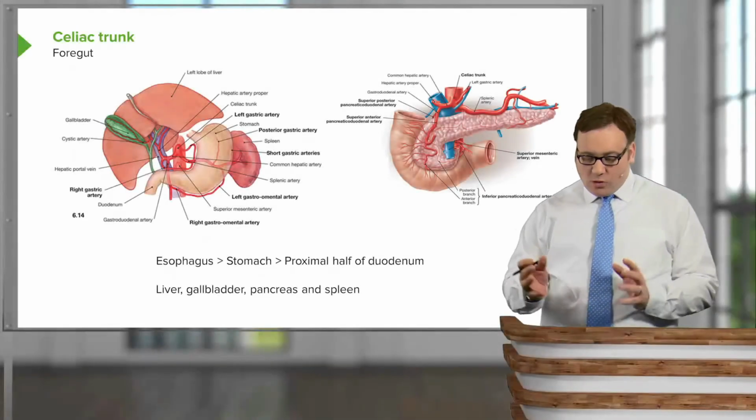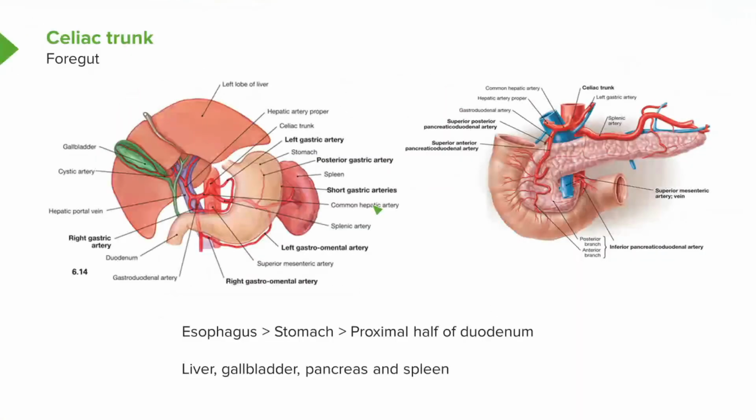So if we look at the foregut now in more detail, we can see that coming here, we've got the celiac trunk. The celiac trunk is going to give rise to the left gastric artery here, and this will run along the lesser curvature of the stomach. We can also see that coming away from the celiac trunk is what's known as the common hepatic artery. And the common hepatic artery will give rise to a blood vessel which is called the gastroduodenal. We'll come back to that later on.